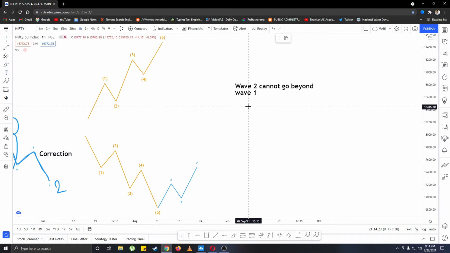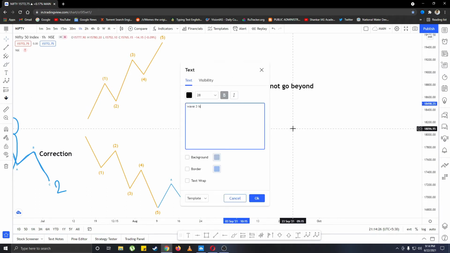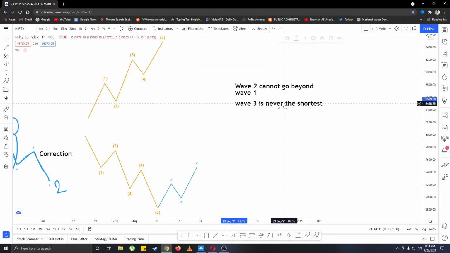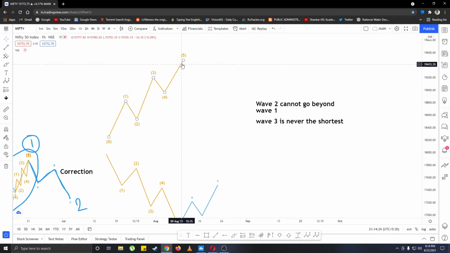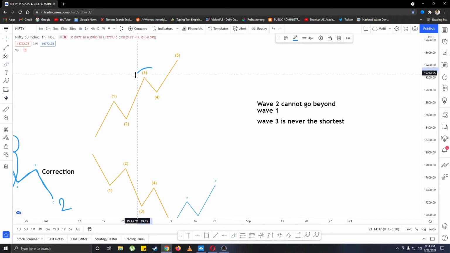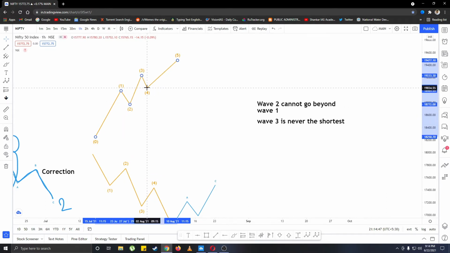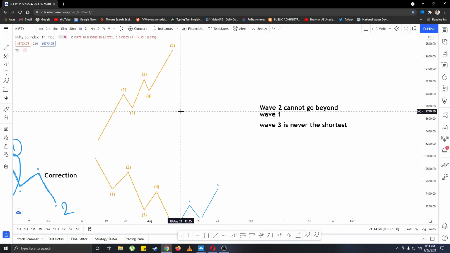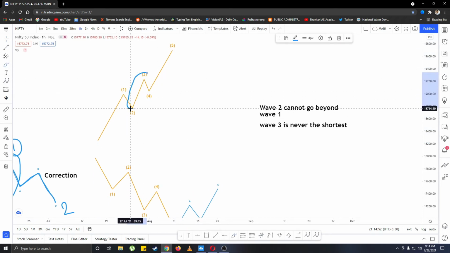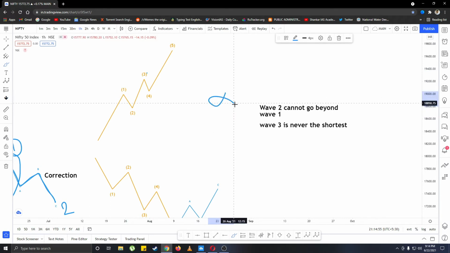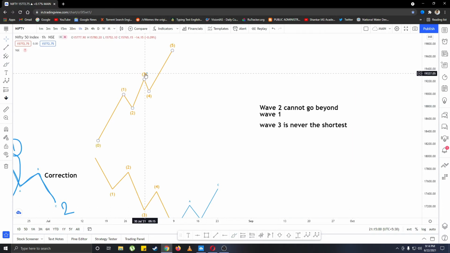Now the second rule is that wave 3 is never the shortest. In any case, wave 3 cannot be the shortest wave. Either wave 1 is the shortest or wave 5 is the shortest. If your counting is coming out something like this, that means you have a wrong count, because in this case wave 3 is the shortest. This is against the rule, so this is an invalid count. Wave 3 cannot be the shortest.